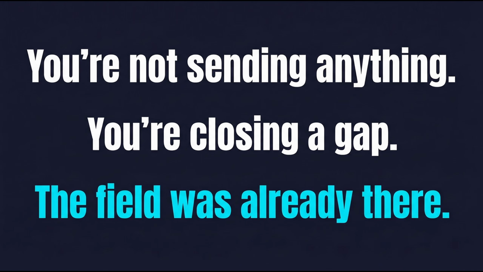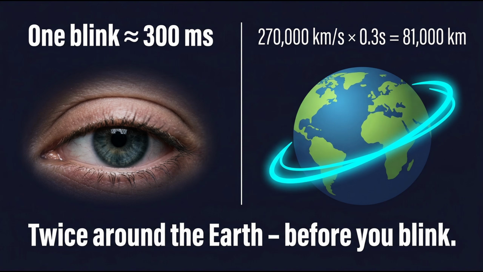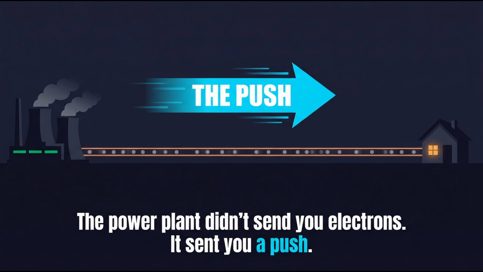So when you flip a light switch, you're not sending anything. You're closing a gap. The electrons were already there. The field was already there. All the switch does is complete the circuit, and the field does the rest. Think about it. A human blink takes about 300 milliseconds. In that time, the electric field has traveled 80,000 kilometers. That's twice around the Earth. Before you can blink. The power plant didn't send you electrons, it sent you a push.